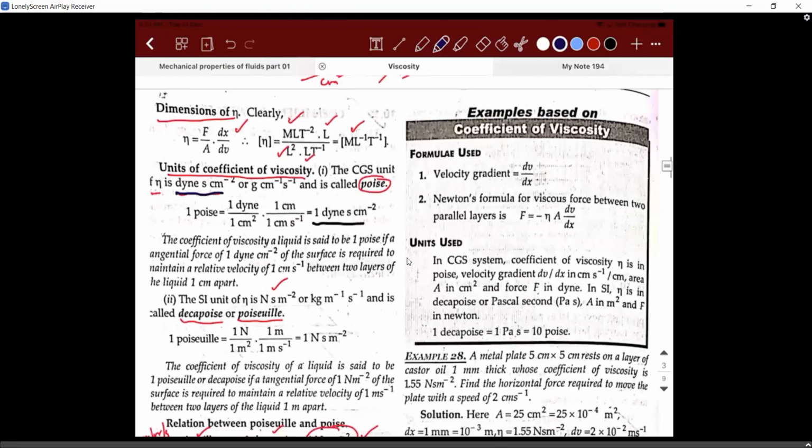So dyne second per centimeter square, or dyne can also be written in terms of gram and something. Dyne is a derived quantity. When you write it in fundamental quantities, see what you get in terms of grams and other parameters. Force is mass into acceleration, so mass is in grams, acceleration is in centimeter per second square. Do all those manipulations and tell me what you're getting. Maybe this can be a 1 mark question.